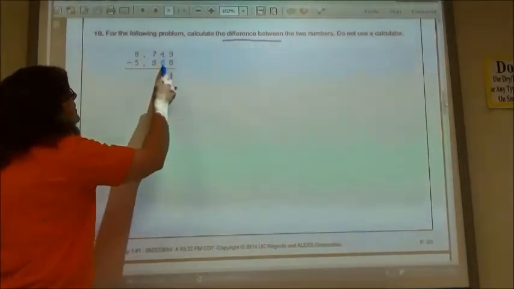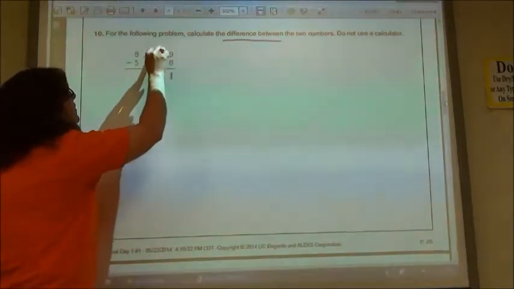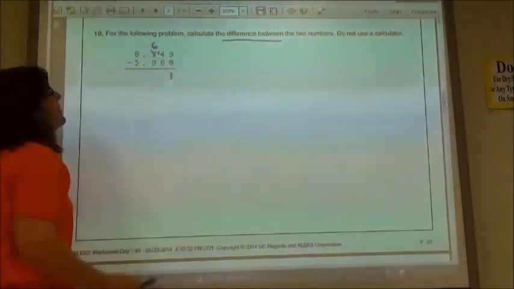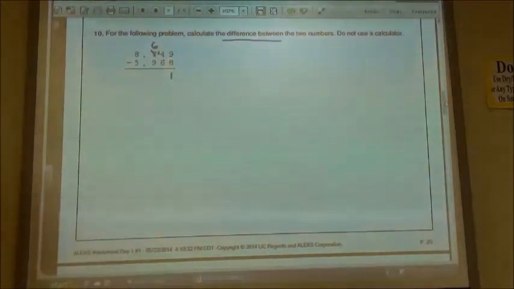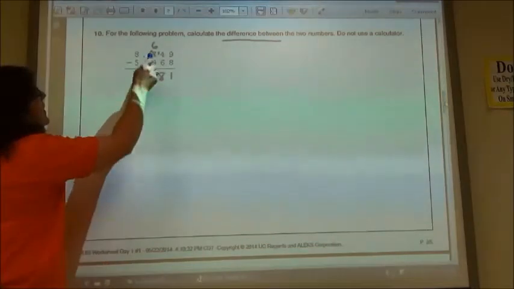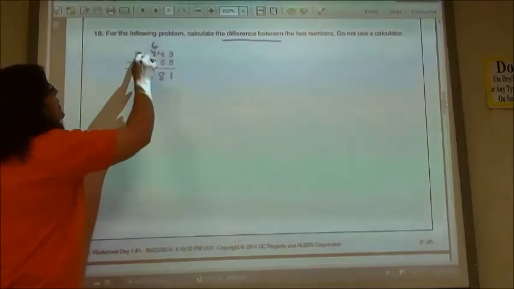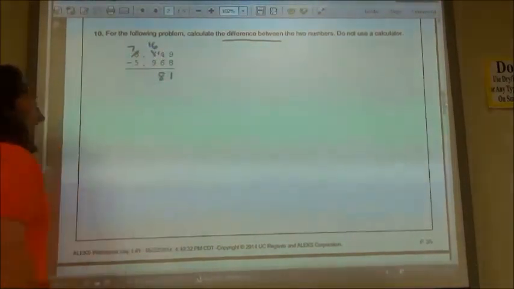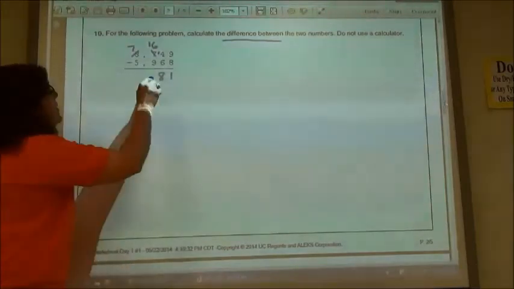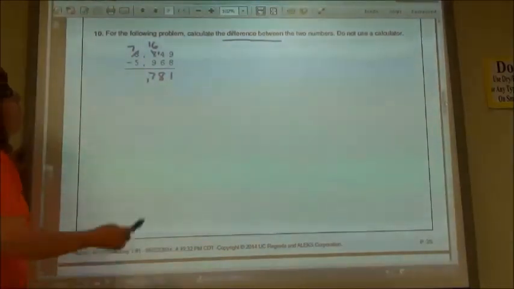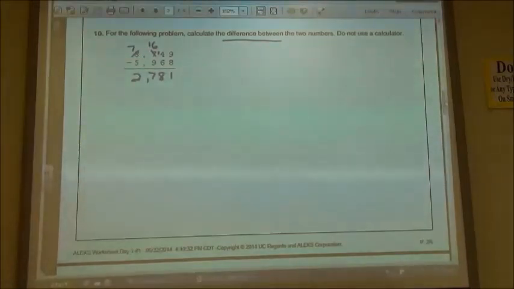Here I have a 4. I can't take 6 away from 4, so I borrow 1 from the 7. I make that a 6, and I bring down that and make that 14. So 14 minus 6 would be 8. Here again I have 6 minus 9. I can't take 6 or 9 away from 6, so again I have to borrow. So I borrow 1 and make that a 7, make that 16. 16 minus 9 is going to be 7, and then I have 7 minus 5, which is 2. So I had 87.49 minus 59.68, and my answer, 2,781.